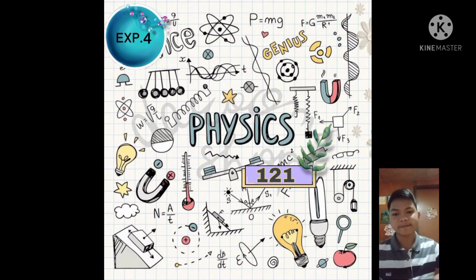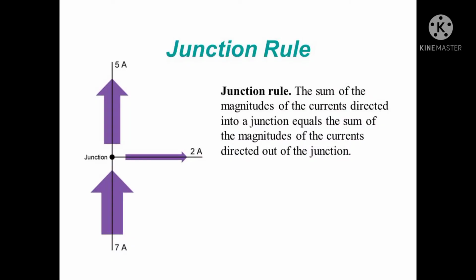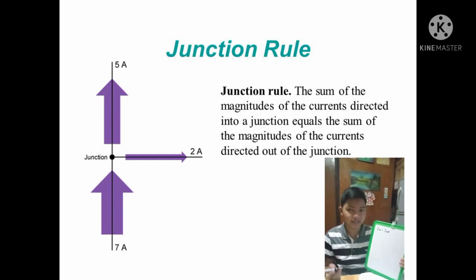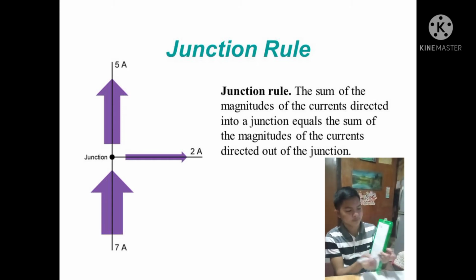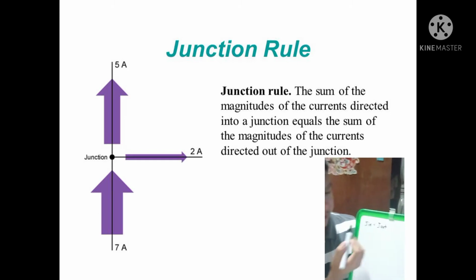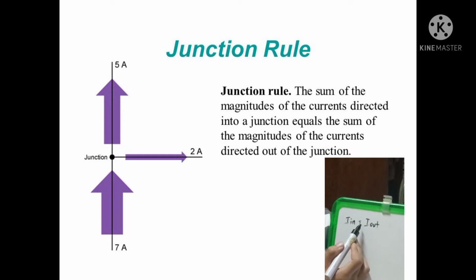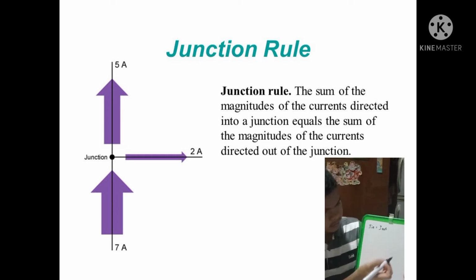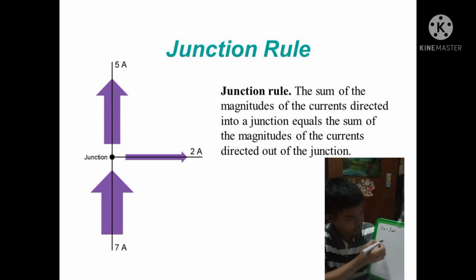Now, let's start. For the first is the junction rule, also called the Kirchhoff current law. This states that the sum of the magnitudes of the currents directed into a junction equals the sum of magnitudes of the currents directed out of the junction. This makes sense since the current that is ingoing is equal to the current that is outgoing. So let's have an illustration.